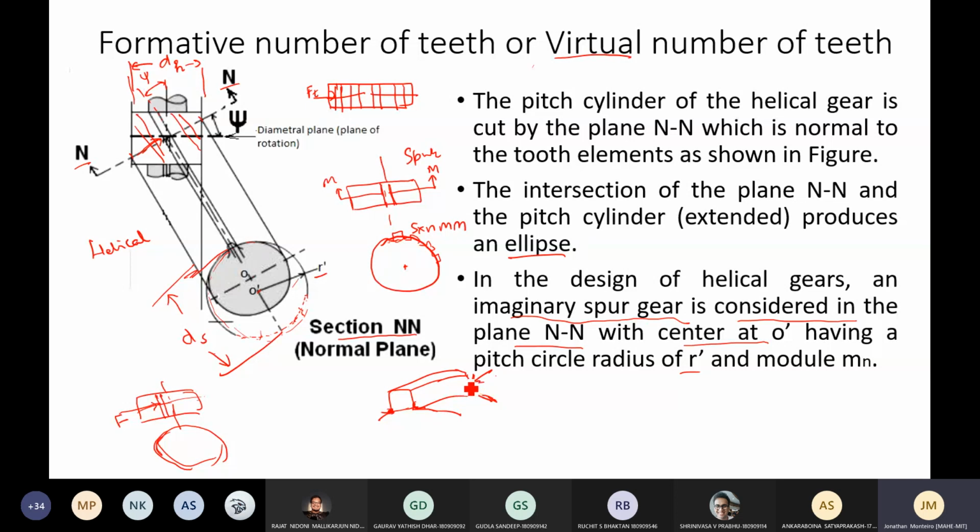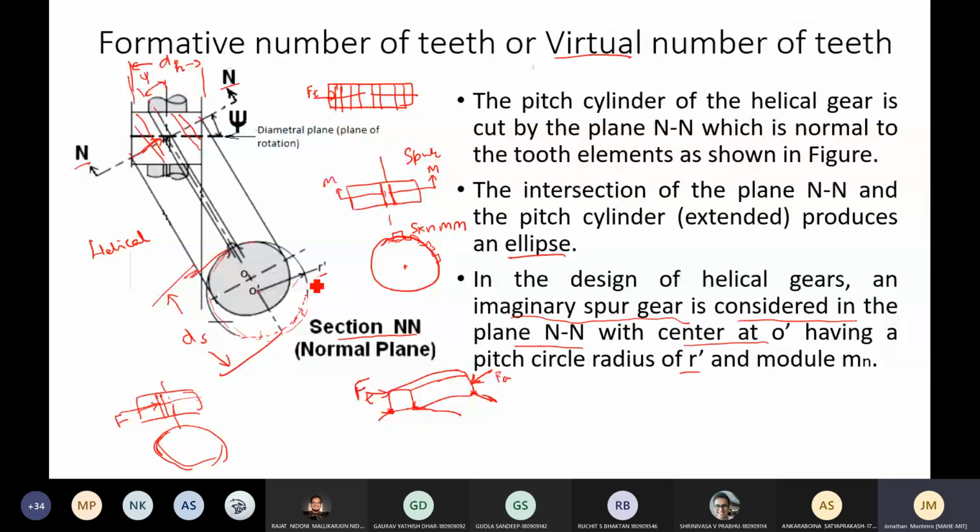So what we are doing now is a spur gear. We are creating a virtual spur gear, taking the same laws and applying the Lewis equation based on that. So it's virtual, or also called formative. It is like we are forming it. It is actually not in existence.